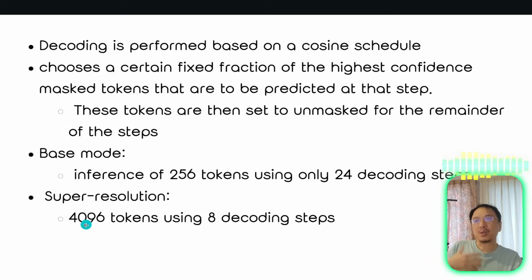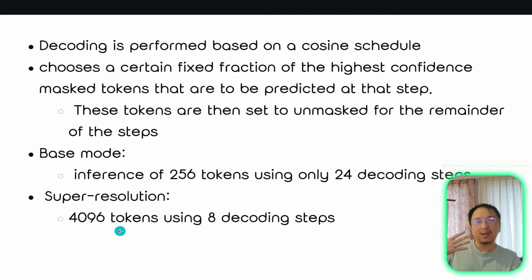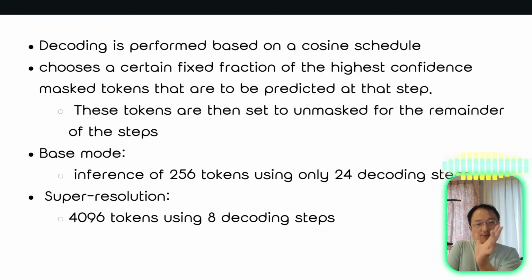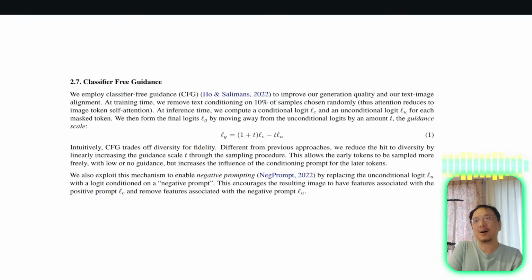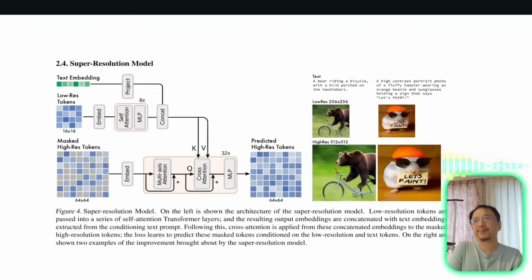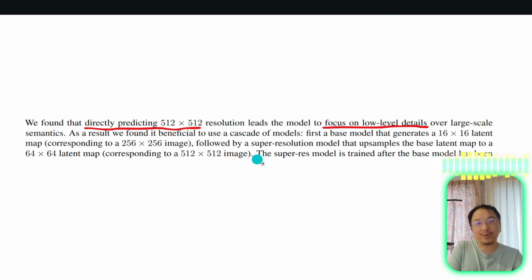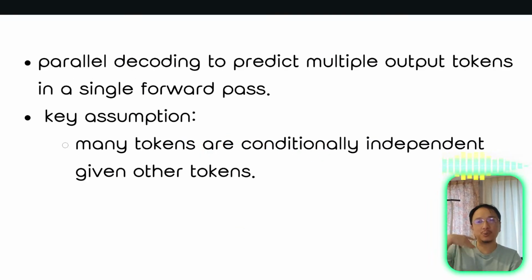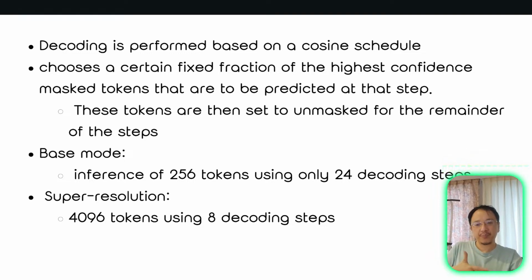However, for super resolution, because it has more tokens, if we generate it directly, it doesn't seem to work that well. If we imagine the process, it just has too many tokens. This kind of explains the observation that when doing high resolution, it only focuses on the low-level details, because it simply has too many tokens. It's very difficult to construct all of them in a consistent way.